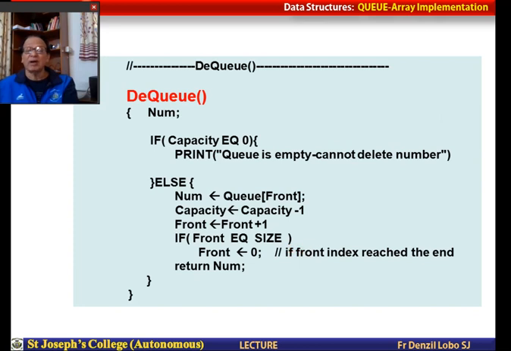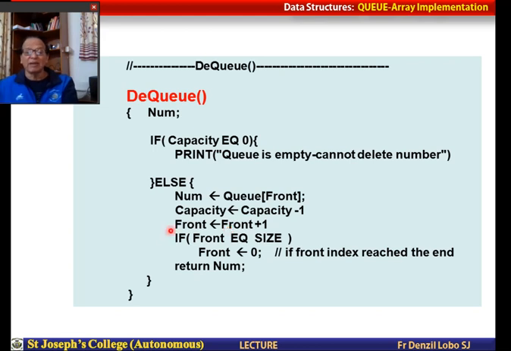So this is the algorithm. If capacity is equal to 0, then you immediately say the queue is empty, nothing to delete, and you come out. Otherwise, you get the number at the front of the queue, decrement the value of capacity, and increment the value of front, because you have deleted one, you have to increment the front.